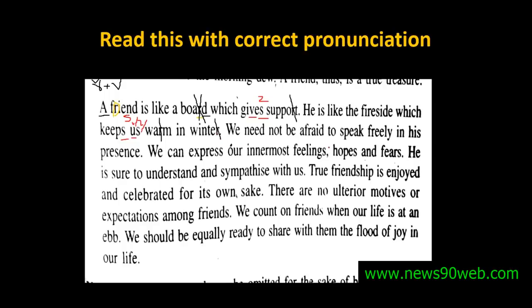We need not be afraid to speak freely in his presence. We need not. Not we. It is we need not. We need not be afraid to speak freely in his presence. Here R is pronounced because after R there is a vowel sound. So we can express our innermost feelings. We can. We is a weak form.